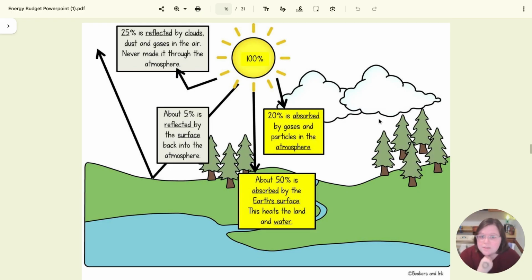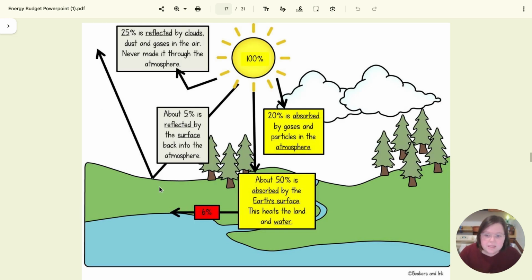Okay, 20% is absorbed by gases and particles in the atmosphere. So here's the difference. Reflected by gases in the atmosphere means it bounced off, like your reflection on a mirror comes right back. But absorbed means that those gases got warmed up, okay? This matters a lot. How the sun's energy affects the atmosphere is going to affect our weather and climate, okay?